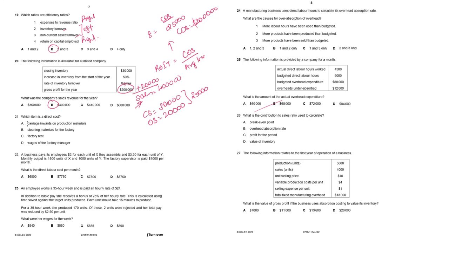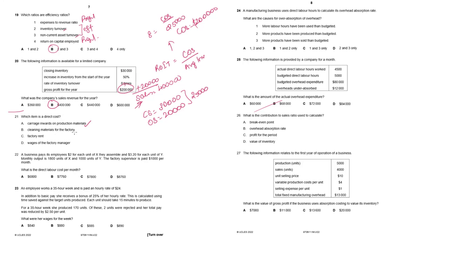Question 21, which item is a direct cost? From 21 onwards we have costing. Carriage inward on production materials. Before looking at the options, what is a direct cost? A direct cost is any cost that you incur directly in the production process so as to prepare your final product. Any cost that is not really required to produce the product is not a direct cost, it is an indirect cost. So carriage inward on production materials, yes, it's a part of the raw material cost.